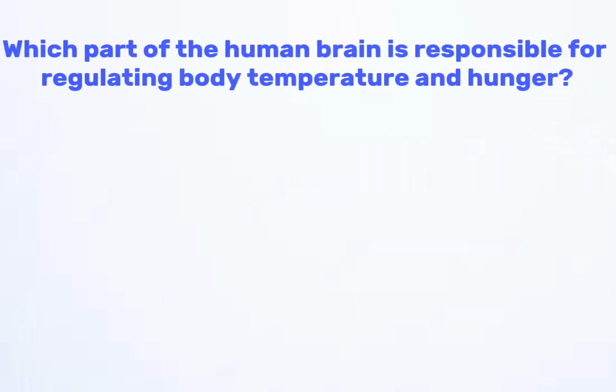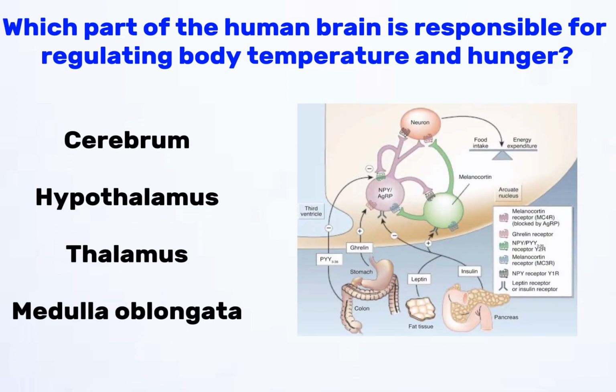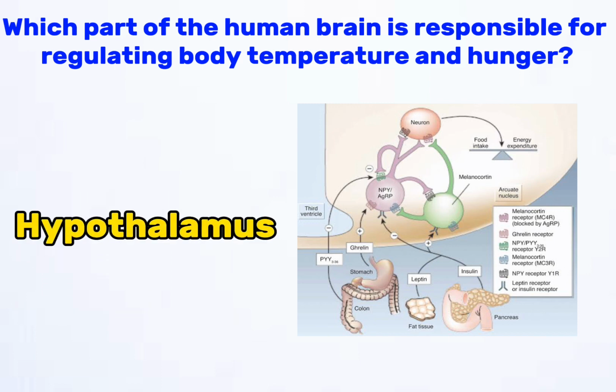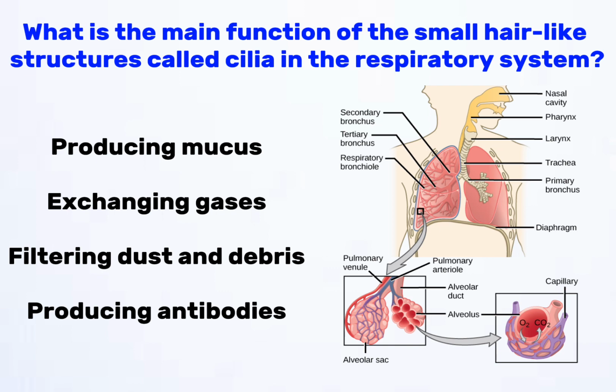Clotting blood. Which part of the human brain is responsible for regulating body temperature and hunger? Cerebrum, hypothalamus, thalamus, medulla oblongata. Hypothalamus. What is the main function of the small hair-like structures called cilia in the respiratory system? Producing mucus, exchanging gases, filtering dust and debris, producing antibodies.